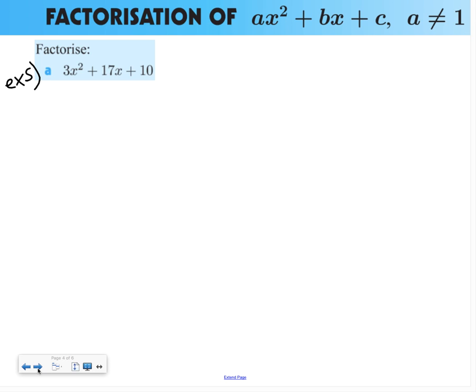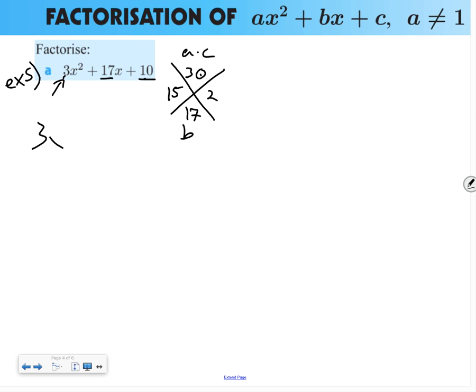Let's look at example 5 here. So now we're going to have an a value that's something other than 1 or negative 1. 3 cannot be factored out from 17 or 10. So I can't get a common factor. So I'm still going to do my diamond method. So remember, it's a times c and b. So 3 times 10 is 30. B is 17. Okay, so what two numbers can multiply to 30 and add to 17? We got 15 and 2.